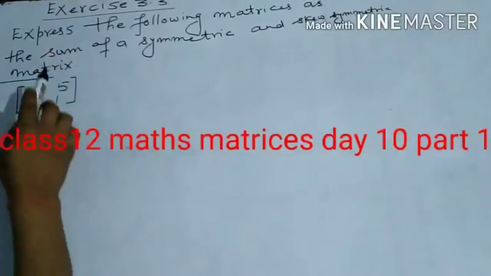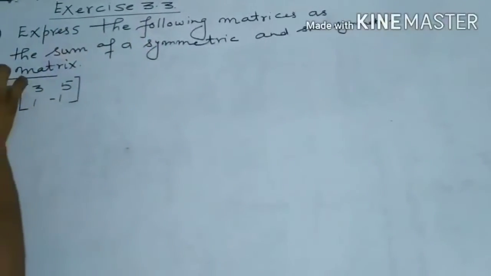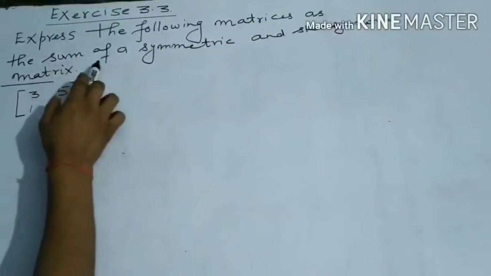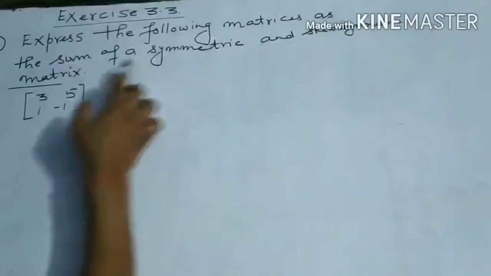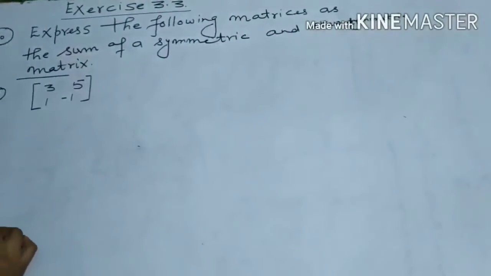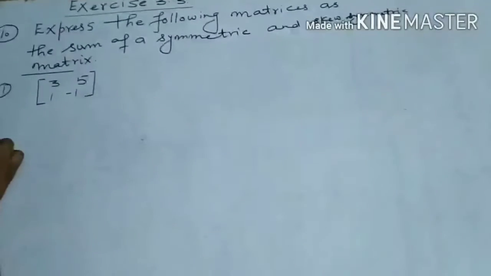Good morning, students. This is exercise 3.3, problem number 10. Express the following matrices as the sum of a symmetric and skew-symmetric matrix. This is the first one. This matrix is given. Solution you have to see.